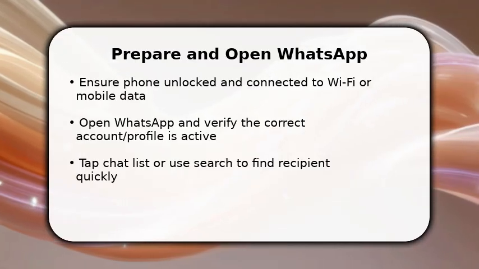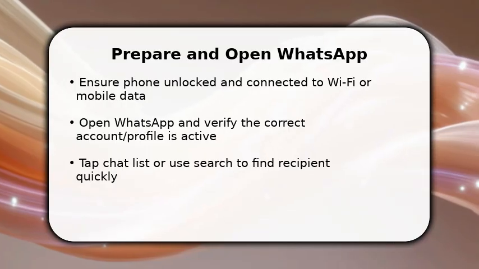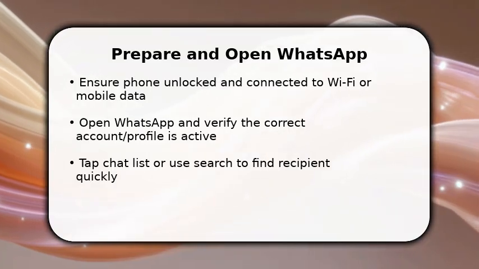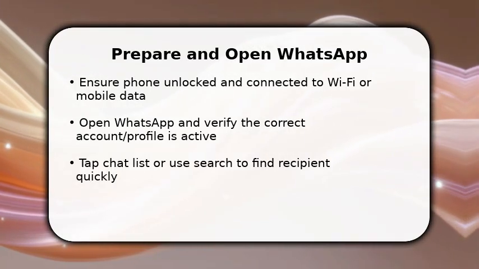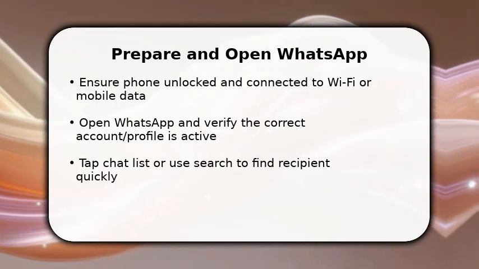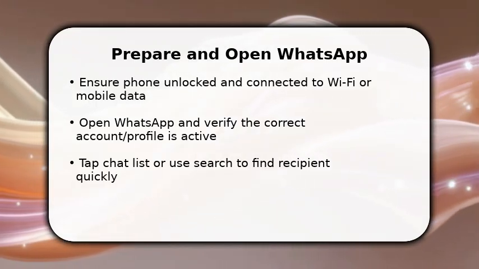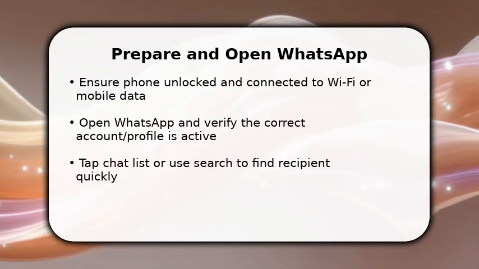You start by making sure your phone is unlocked and connected to Wi-Fi or mobile data so transfers don't stall. Once done, open WhatsApp and confirm you're in the right account. This avoids sending messages from the wrong number.